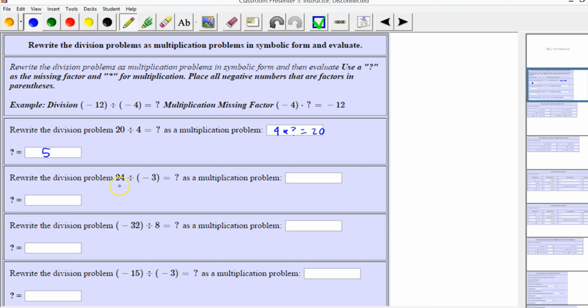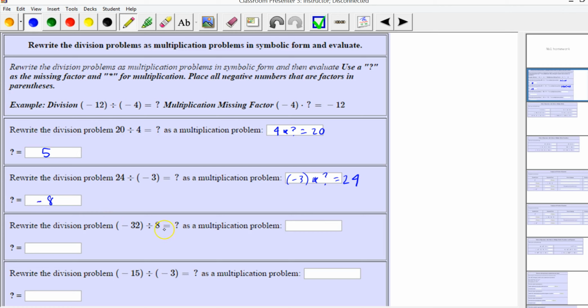Well, that number would be 5. Now we have 24 divided by negative 3 equals what number? So we're going to put our negative 3 in parentheses, asterisk for multiplication. So negative 3 times what number equals 24. So if we think of this in terms of multiplication, what number do we multiply 3 by to get 24? Well, that's 8. And we have a negative factor and a positive answer, so this other factor must also be negative. So our result is negative 8.